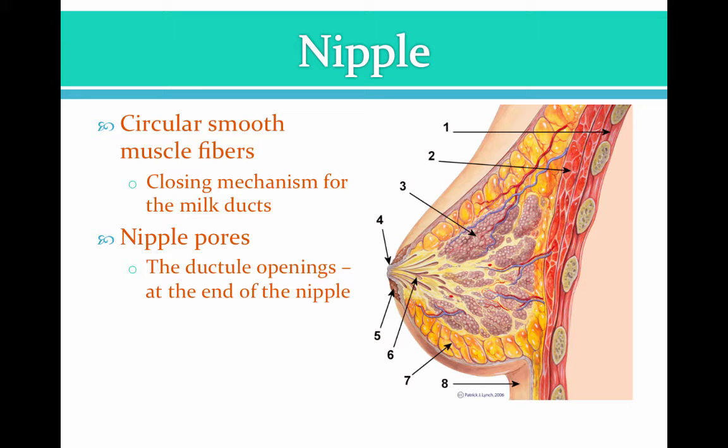And then nipple pores are the ductal openings. So you can see the milk ducts here, number 6. They go to the top tip of the nipple, and this is where the ducts open and the milk comes out. In the literature there is a disagreement, with different numbers, but it's been reported that in each nipple there are between 6 to 20 nipple duct openings.